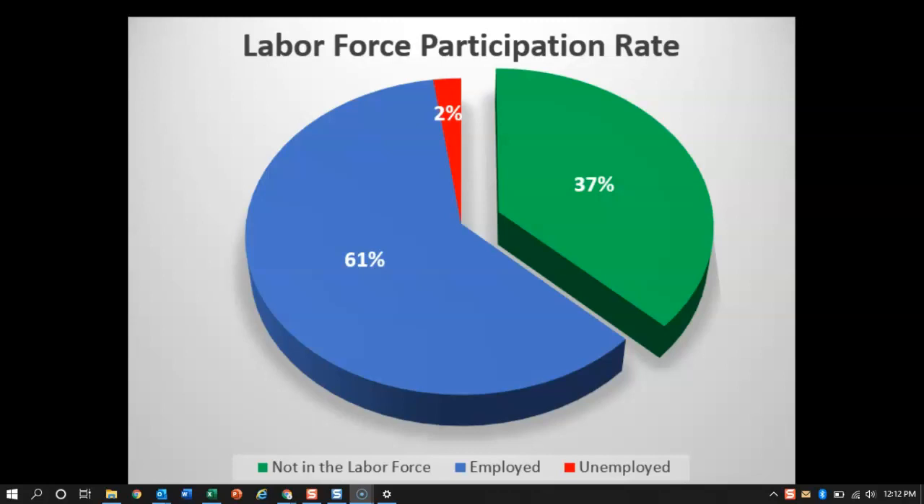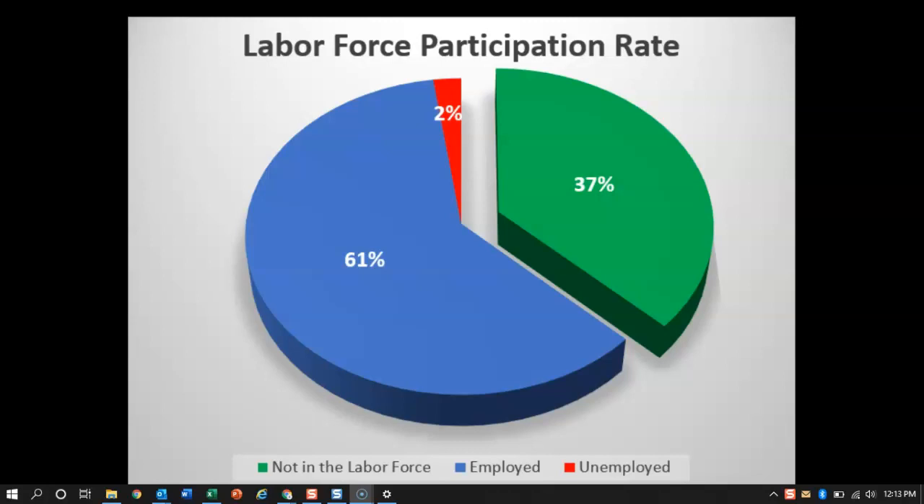And so what we're looking at here is saying in this example that of the universe of people 16 years or older, 61% of those people have a job. 2% of those people don't have a job and are looking to get one. And fully 37% of the population is no longer interested in trying to find work at all. And so in this case, the labor force participation rate is about 63%.